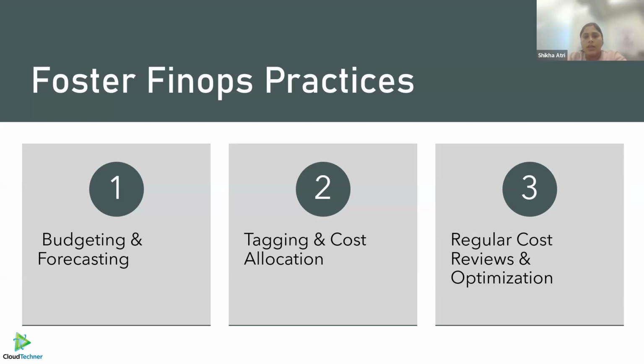And the third one is regular cost review and optimization. Cloud environments are dynamic and costs can spiral if left unchecked. Regular cost reviews help identify unnecessary spending, find better pricing models like reserved or spot instances, and adjust resources accordingly. So, at the end, FinOps is not just about cutting costs, it's about making cloud spending smarter and more strategic. By integrating these practices, organizations can achieve a balance between innovation, cost efficiency, and financial accountability.